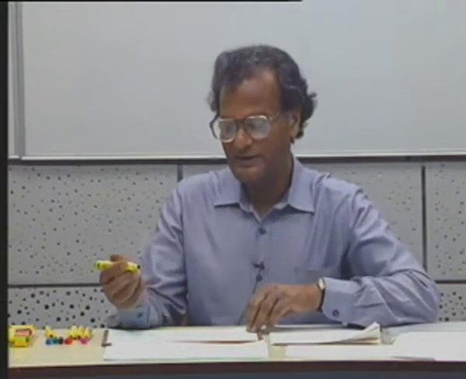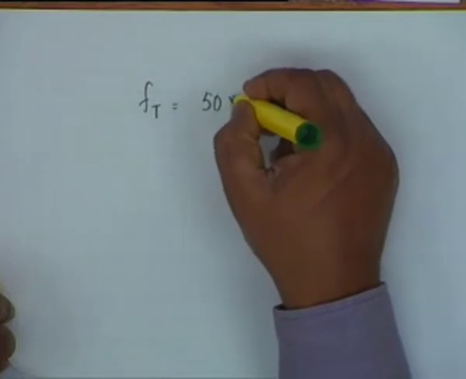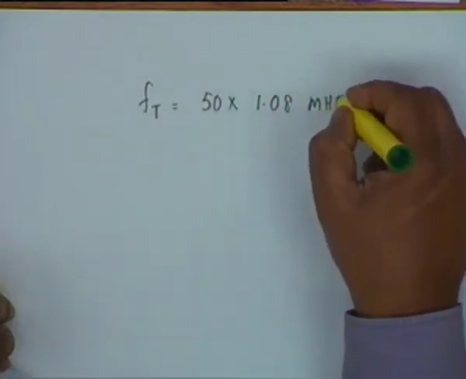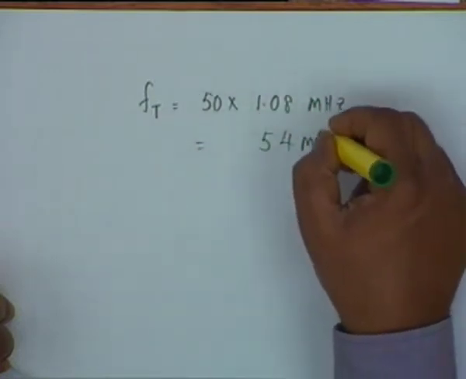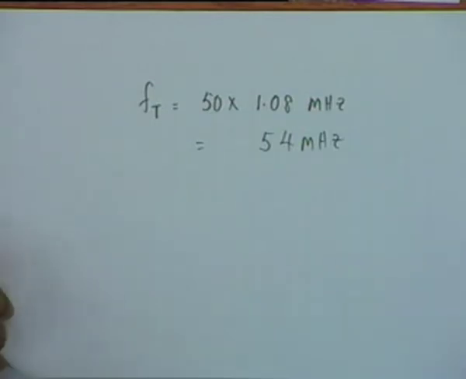And if we know f beta, then of course we know f t also. f t is 50 times f beta, that is 1.08 megahertz, which is equal to 54 megahertz. All right. So, you should be able to calculate the quantity of interest given all other quantities.